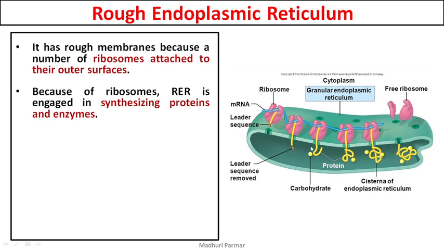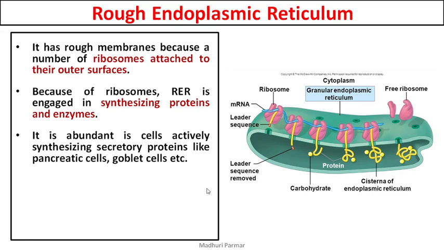This protein enters the lumen, it gets folded here, somewhat modified also, and then it gets packaged even in the endoplasmic reticulum. It is abundant in the cells which are actively synthesizing secretory proteins. Secretory proteins are the proteins that the cell secretes.